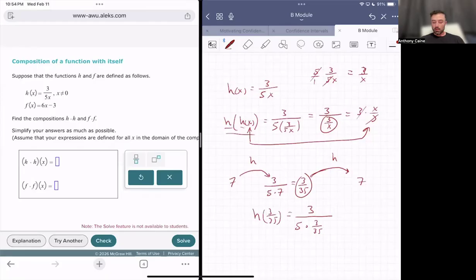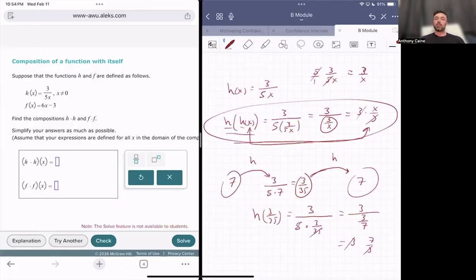Well, this is 3 over, and then 5 and 35, that's going to reduce to 1 over 7. And then we have to flip, 7 over 3, and those go away, and you get 7. I already knew this was going to happen because we did it in the general case. So we would say h is its own inverse because if you do it twice, it undoes itself. Whatever you started with is what you end with.